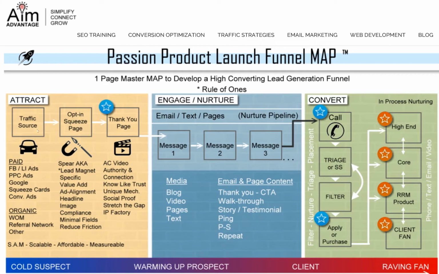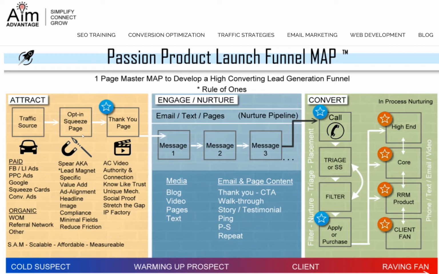So this is traffic, okay? That's the first part of the attraction phase. The next one is an opt-in or squeeze page. On the squeeze page, we call our way into the market a spear. It's also known as a lead magnet, but you may have heard tip of the spear, our way to very pointedly break into a market.